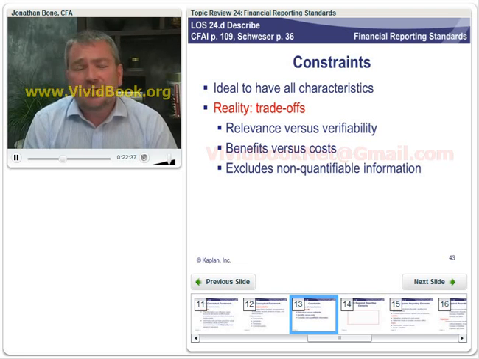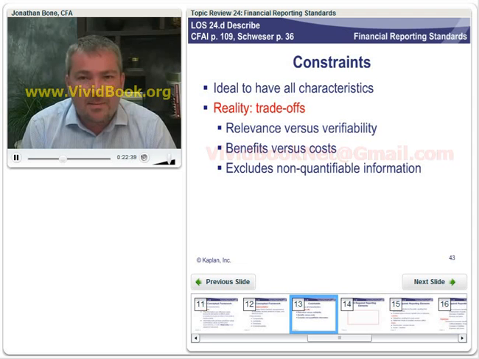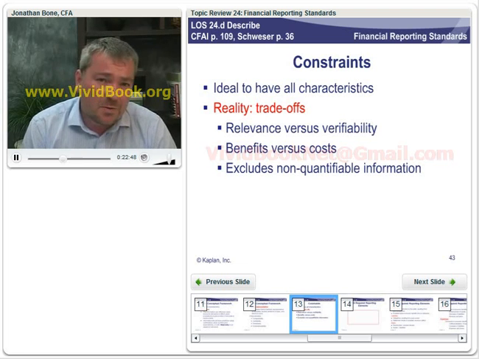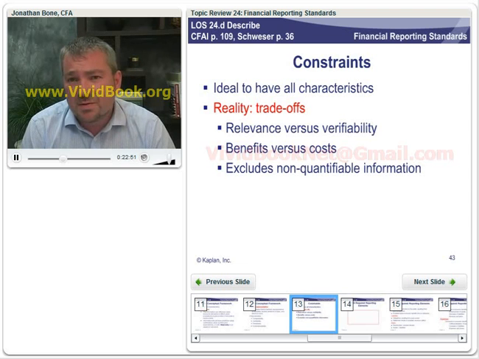Benefits versus costs, fairly straightforward point. The benefits, i.e. the relevance for economic decision making, should outweigh the costs of actually producing and auditing the financial statements. And then, of course, a key one, it excludes non-quantifiable information.